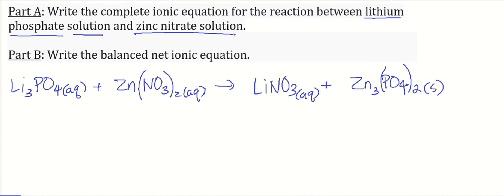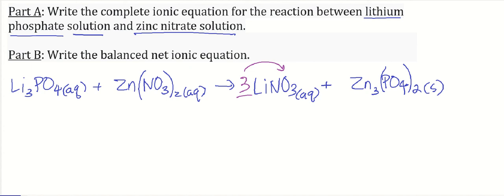Okay, so let's balance this. All right, to balance this, we see there's 3 lithiums on the left, only 1. So we're gonna add a 3. We can only balance equations by manipulating the coefficients. Okay, now we have 3 lithiums on the right side. We need to update the nitrates. Okay, we have 3 of those.